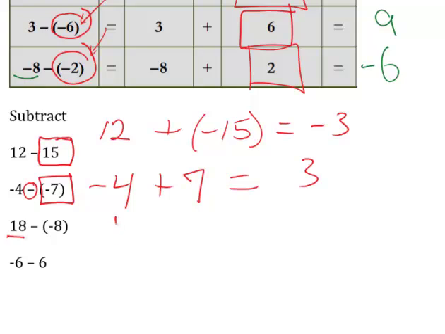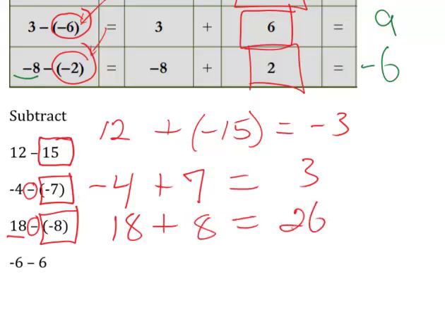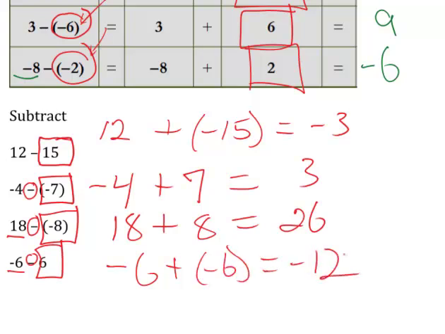Again, my first number stays the same, 18. Change the minus to a plus. The opposite of a negative 8 is a positive 8. There's my 26. And so the last one here, negative 6. Change the minus to a plus. That's a positive 6. Well, the opposite would be a negative 6. And there's my answer, negative 12.